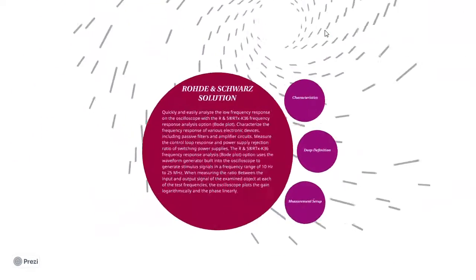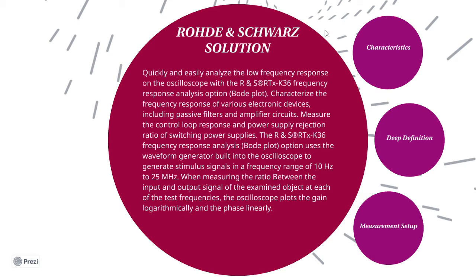Rohde & Schwarz solutions: quality is easily analyzed. The low frequency response on the oscilloscope with the R&S RTx-K36 frequency response analysis option characterizes the frequency response of various electronic devices, including passive filter and amplifier circuits. Measure the control loop response and power supply rejection ratio of switching power supplies.